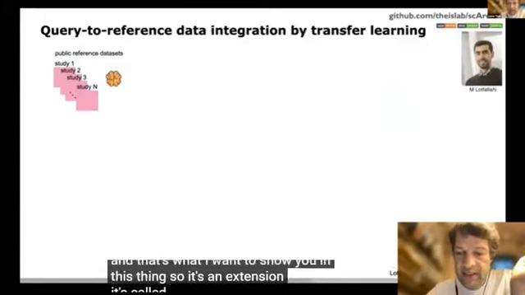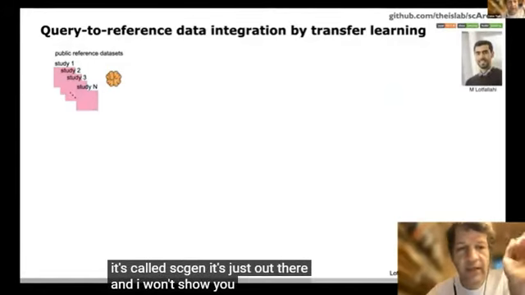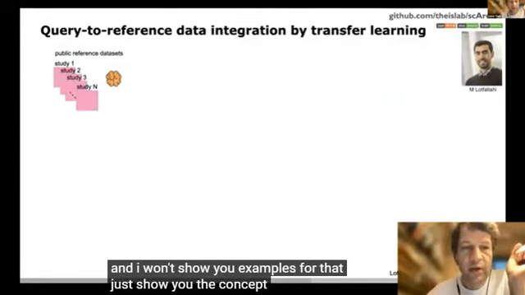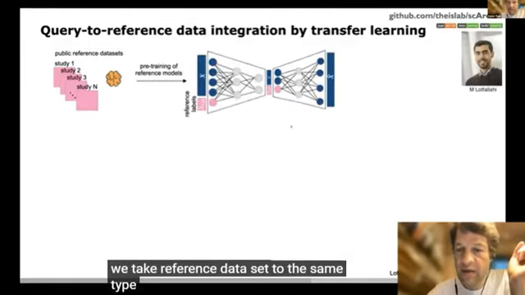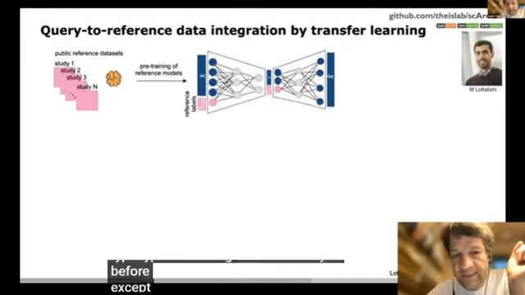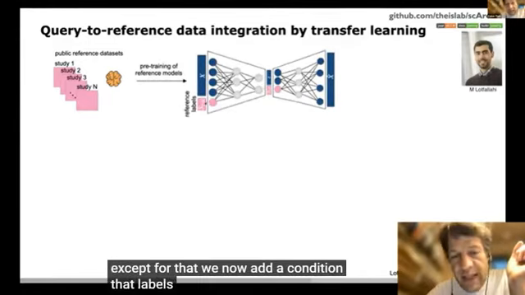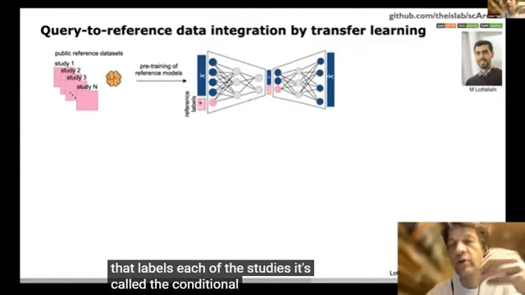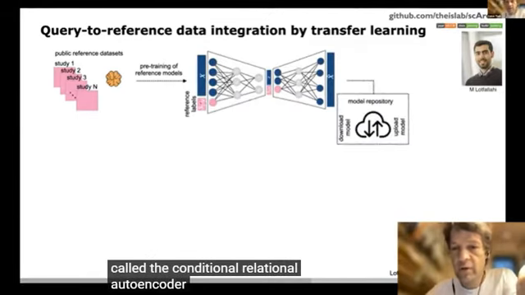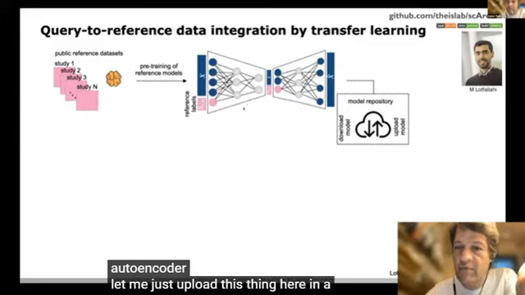So it's an extension. It's called SEGen. It's just out there. And I won't show you examples for that. I'll just show you the concept. We take a reference data set for the same type of learning that I showed you before, except that we now add a condition that labels each of the studies. It's called a conditional variational autoencoder. Let me just upload this here in a repository.